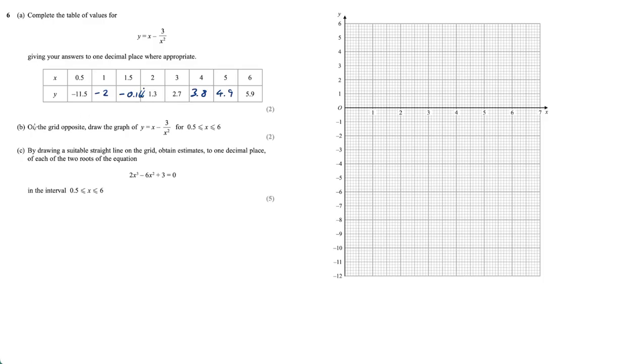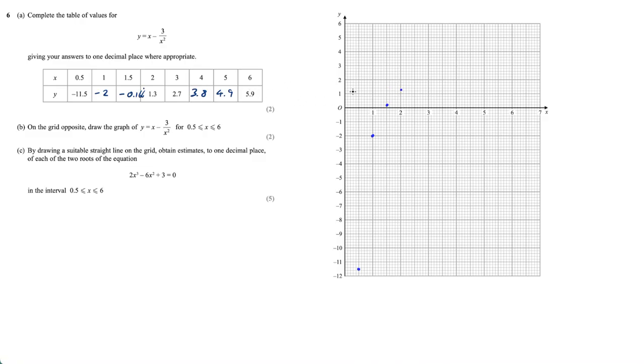Okay, on the grid opposite, draw the graph of this. So now we just draw it. So we put in these points. 0.5 is here, negative 11.5 is here. 1, minus 2. 1.5, minus 0.166 or something around there. 2, 1.3. 1.3 is around here.